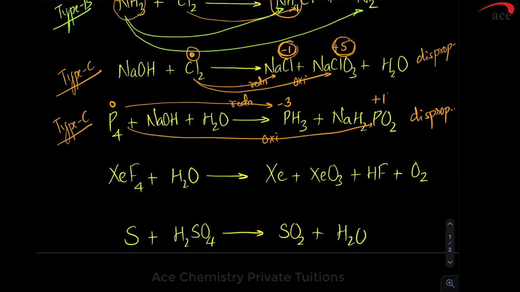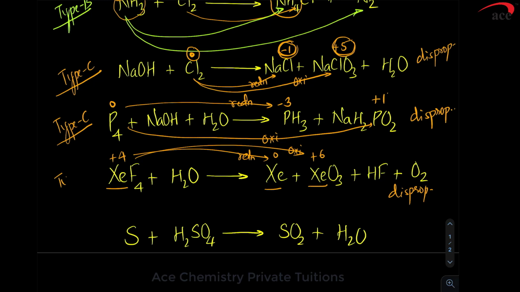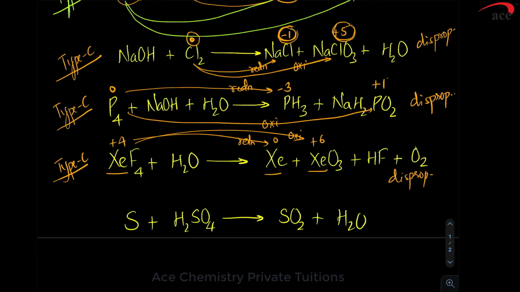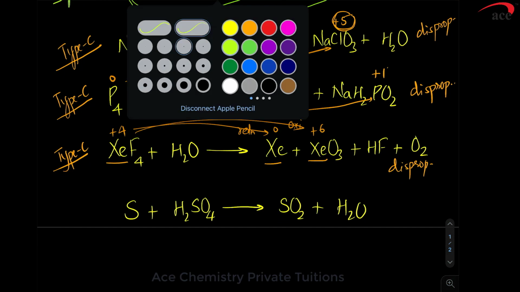If you check the next one, xenon is in +4, xenon here is 0, xenon is +6. +4 goes to 0, +4 goes to +6, the same element undergoing two different changes. At one place it is getting reduced, at the other place it is getting oxidized. Such a reaction is disproportionation, type C for us. Coming to more examples, we are trying to see.